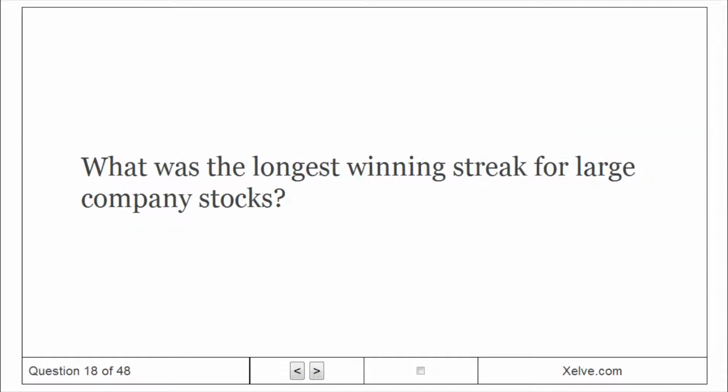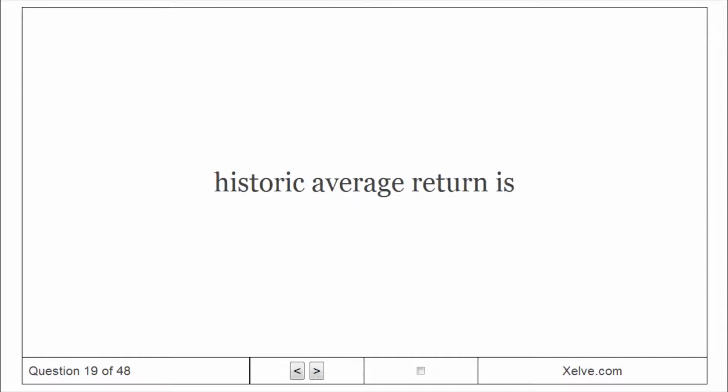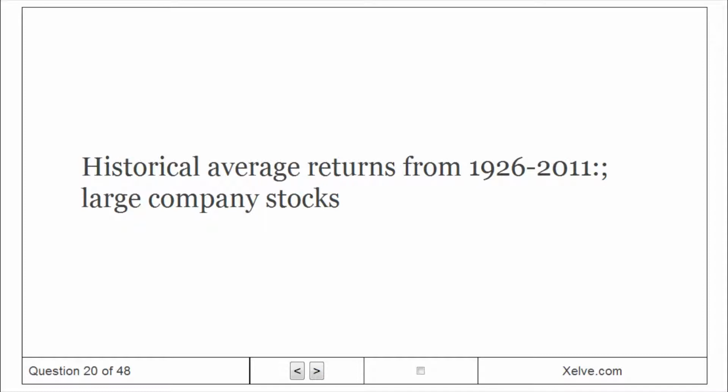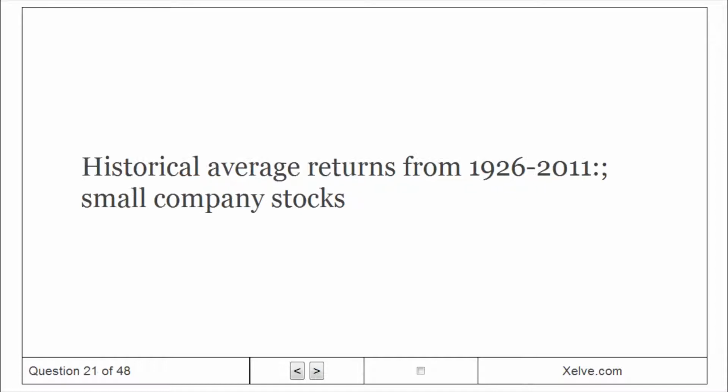What was the longest winning streak for large company stocks? 1991 to 1999. Historic average return is the average of individual values for X many years. Historical average returns from 1926 to 2011, large company stocks: 11.8% with risk premium 8.2%.